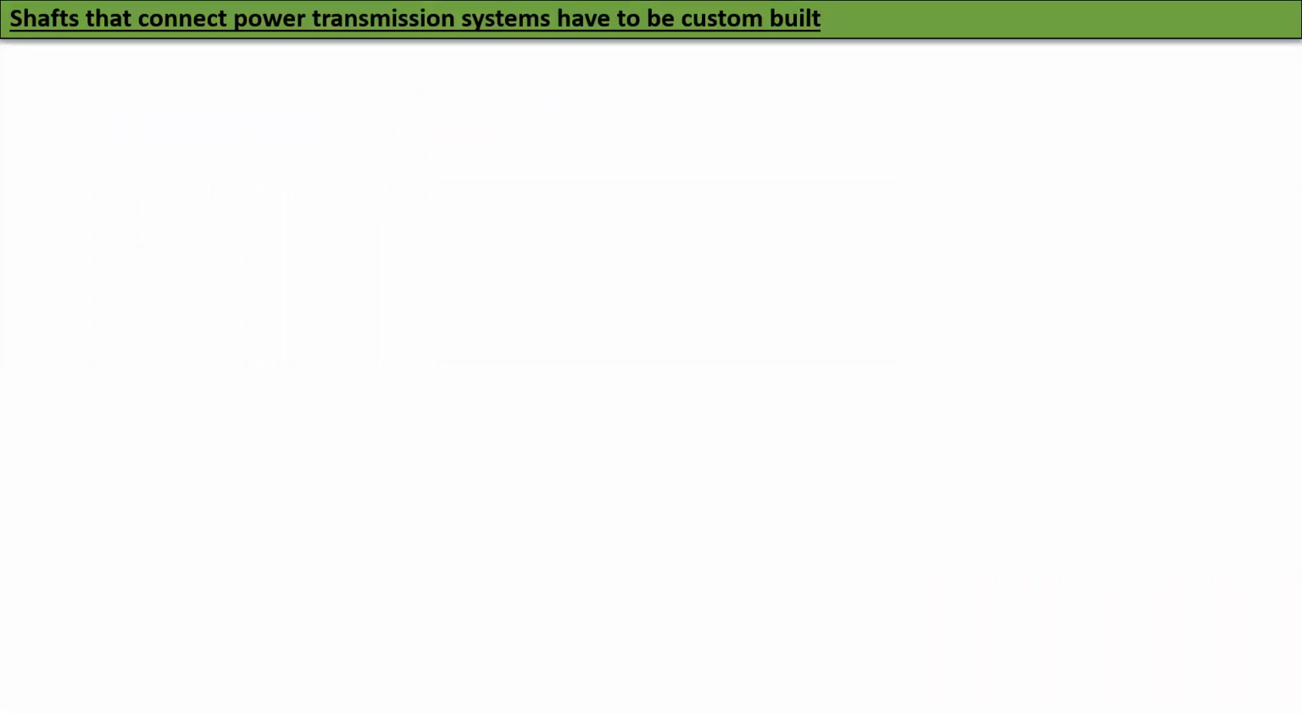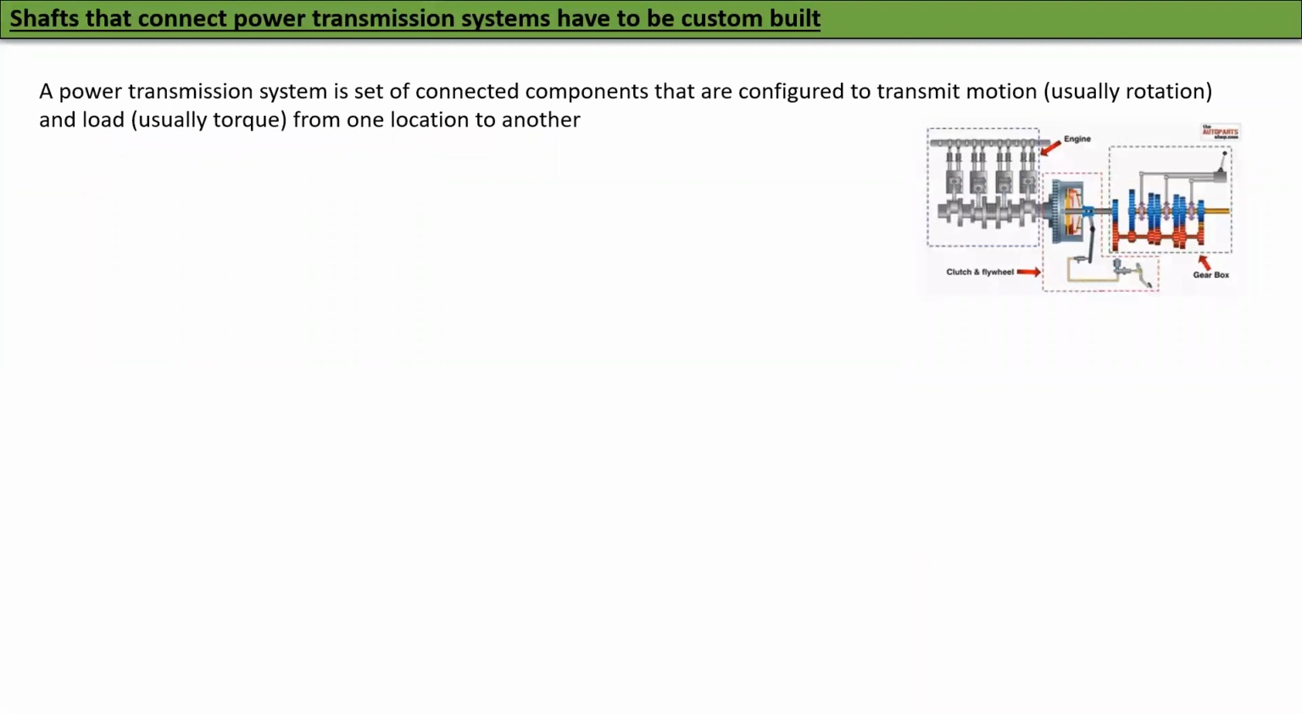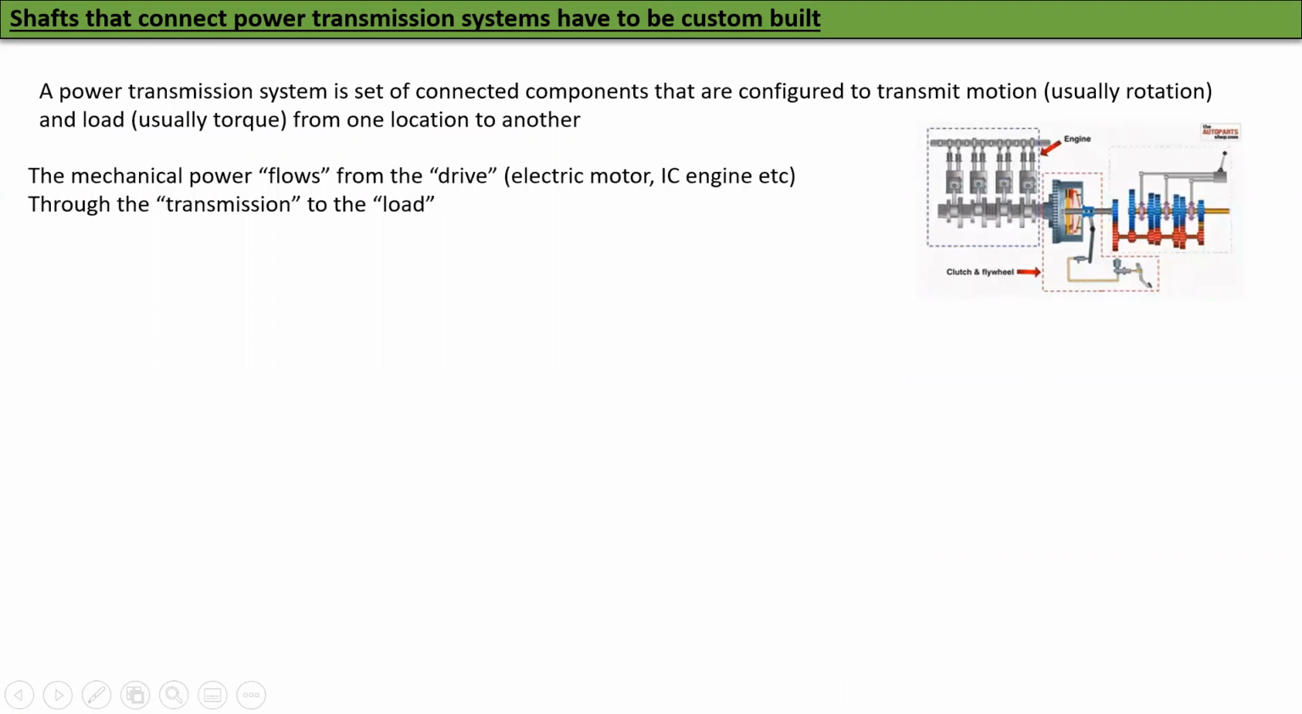Shafts that connect power transmission systems have to be custom built. A power transmission system is a set of connected components that are configured to transmit motion, usually rotation, and load, usually torque, from one location to the other. The mechanical power flows from the drive, electric motor, IC engine, etc., through the transmission to the load.